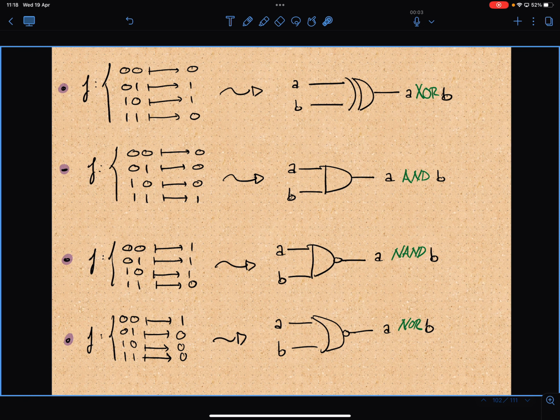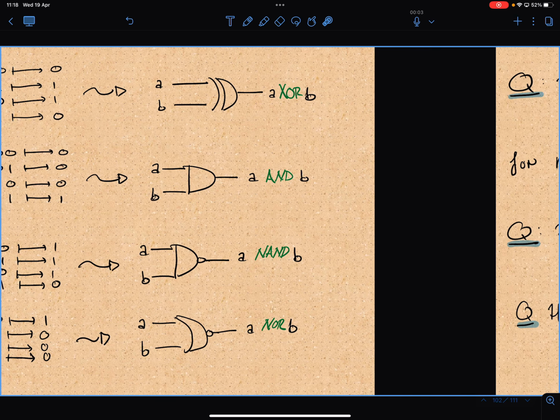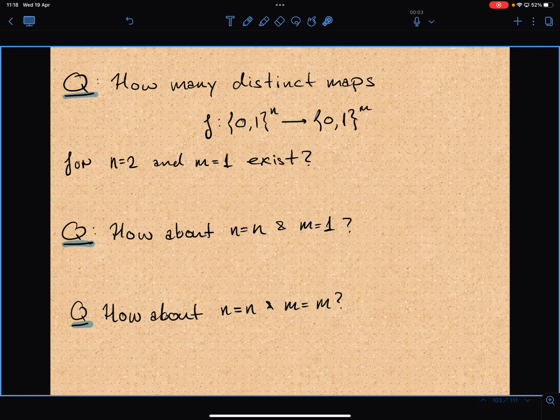We have the NOT AND gate, the NAND gate, which is the negation of the AND gate. And we have the NOR gate, which is the negation of the OR gate. They are just the AND and OR gates with a little circle added in the front. And these are some of the circuits that we have.